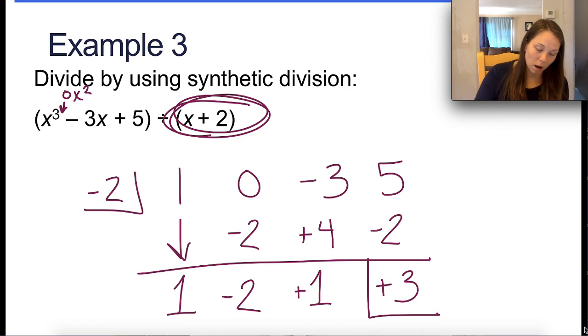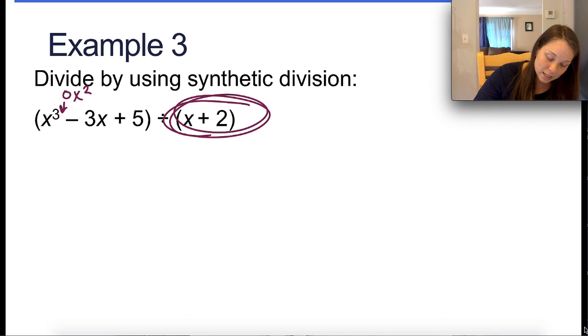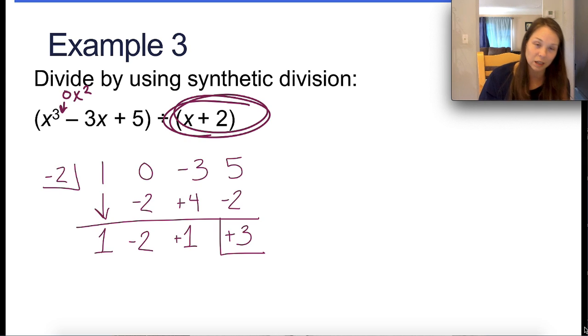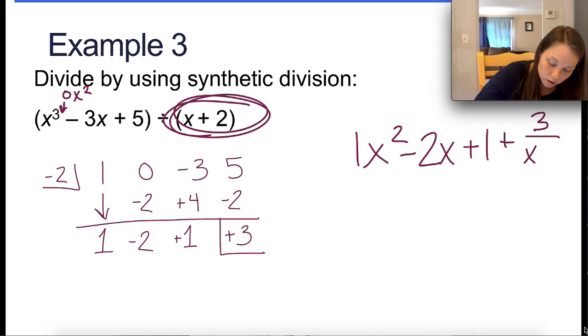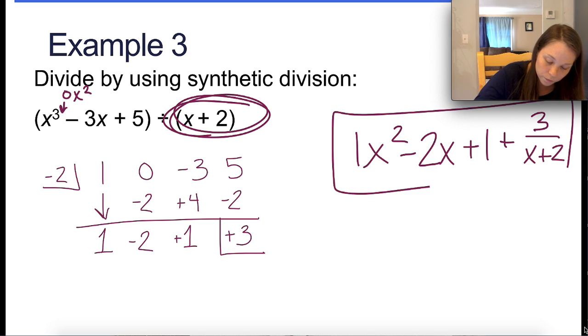Now, the original problem was a degree of 3, so that means this answer is going to be a degree of 2. I'm going to shrink it down a little bit because I wrote kind of big. So my answer is going to be 1x squared minus 2x plus 1 plus my remainder of 3 over the divisor of x plus 2.